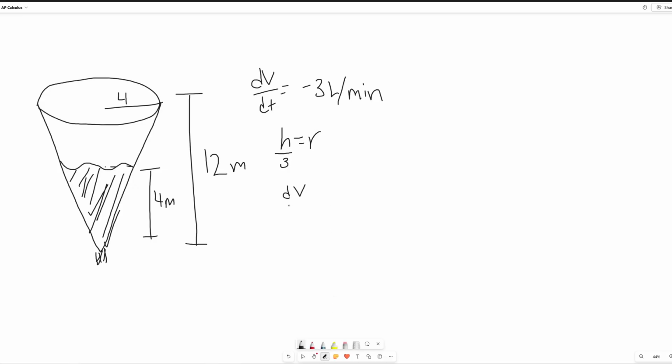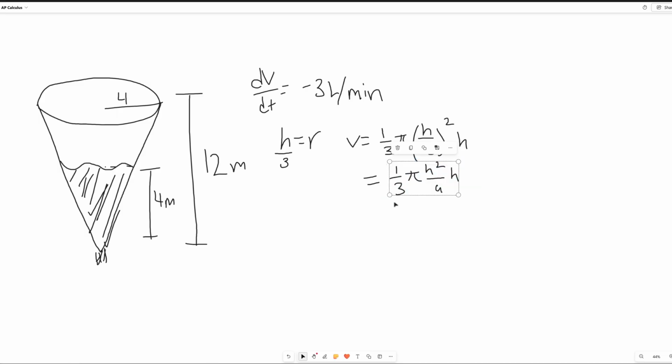So, let's write our volume equation again. 1/3 pi r squared, so we're going to have h over 3 squared, because this is r squared. We just plug this into the r, times h, which is going to give us 1/3 pi h squared over 9 times h, which we can simplify, multiply everything out, h cubed over 27 times pi.